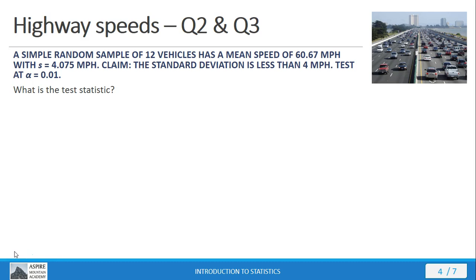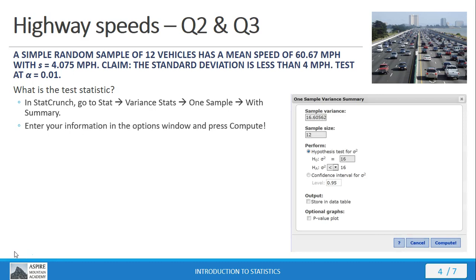Okay, let's check this out. Test statistic in StatCrunch: go to Stat, Variance Stats, because you're going through the variance. One sample, because you've got just the one sample, with Summary, because you don't have actual data, just summary stats. In the options window here in StatCrunch, remember, you have to take the sample standard deviation they give you and square it to get the sample variance. So 4.075 was the sample standard deviation they gave us in the problem statement. We square that to get the sample variance, and that's the number we'd put in the field there.